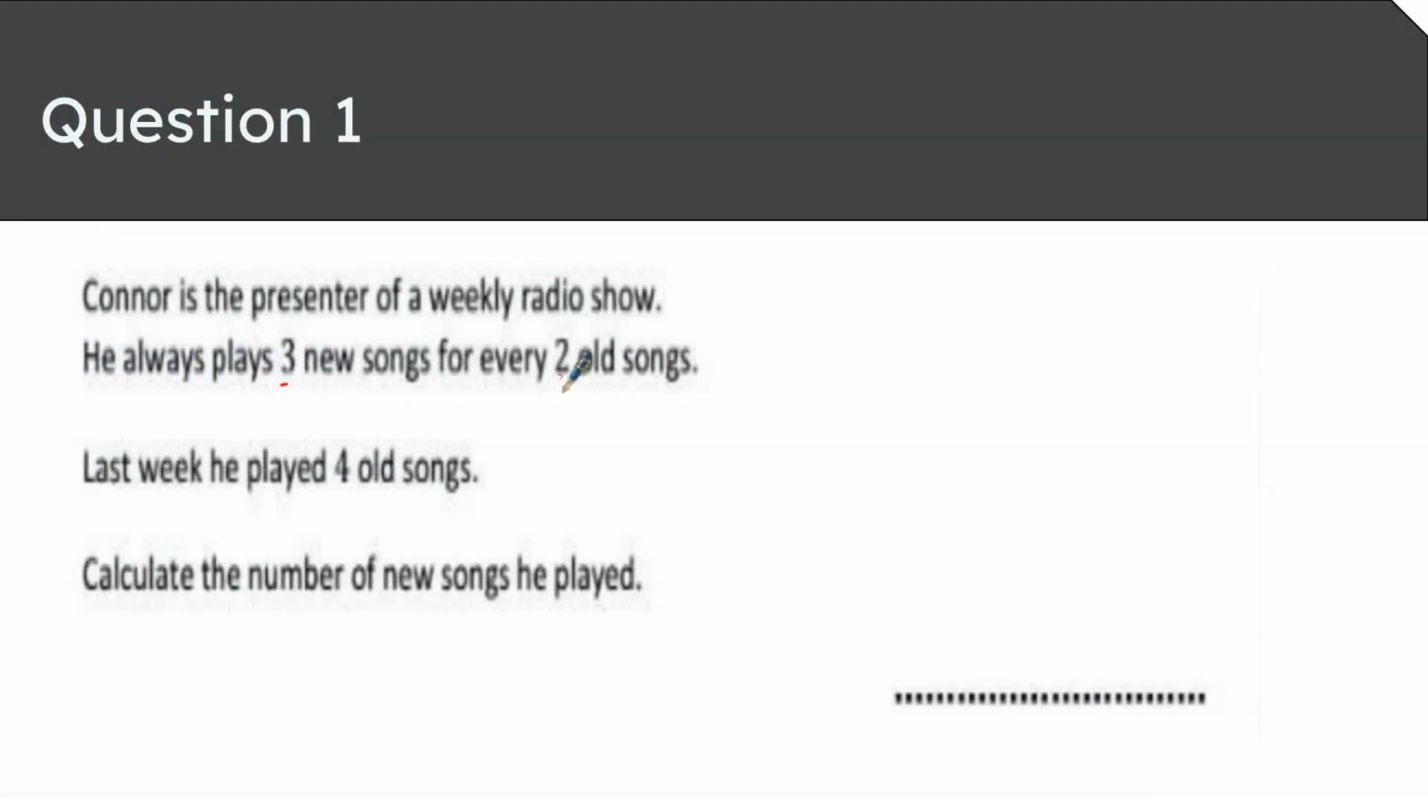In this question, Connor is the presenter of a weekly radio show. He always plays 3 new songs for every 2 old songs. Last week, he played 4 old songs. To calculate the number of new songs he played, we have to make this a ratio. Since the ratio is 3 to 2, we will multiply both sides by 2. The answer is 6.